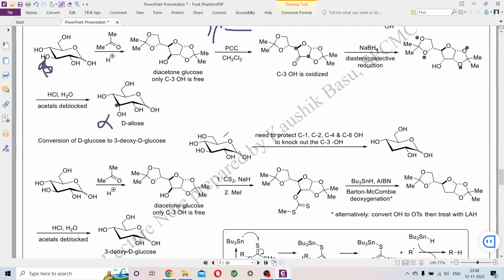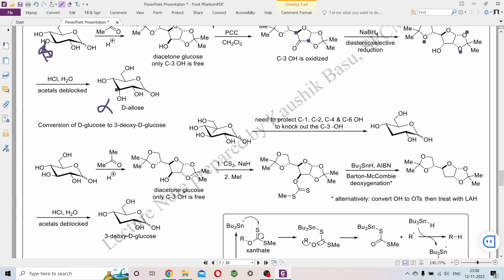Next, they have asked you to do a deoxygenation at the C3. Again, repeatedly they are targeting the C3. So if they are targeting the C3 only, you always go for diacetone protection. So you need to knock this thing out and drop a hydrogen here. So this can be done in sophisticated ways, or you can go for a more crude way. So first do the diacetone protection.